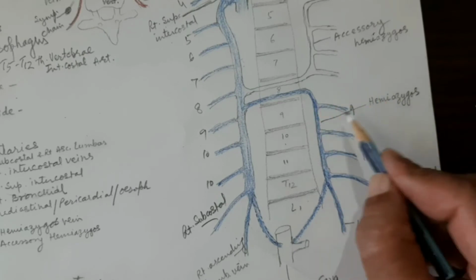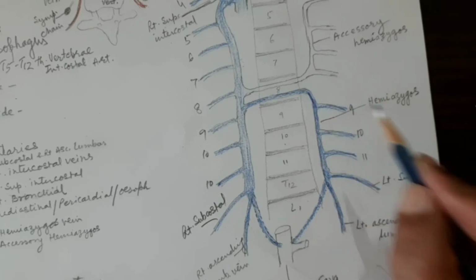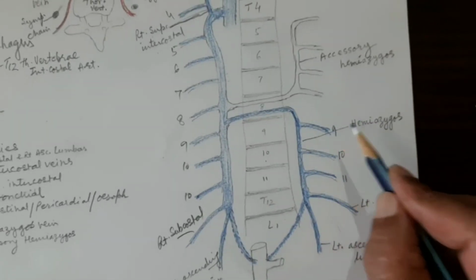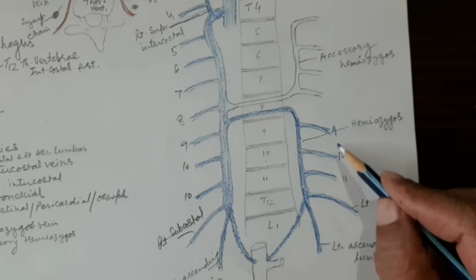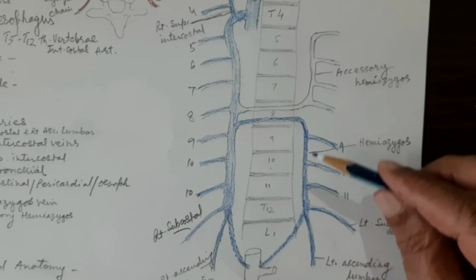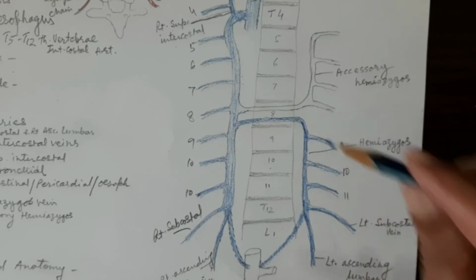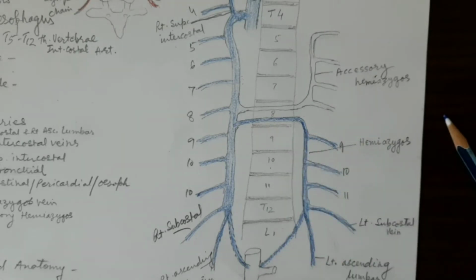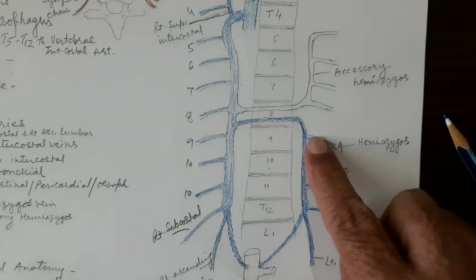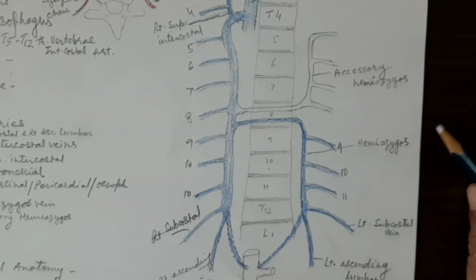At some time there may be only up to the 9th. So these are the subcostal 11th, 10th, and 9th, which are always there. Sometimes only the 8th, that will find this hemiazygos. They will drain their blood into the hemiazygos vein.